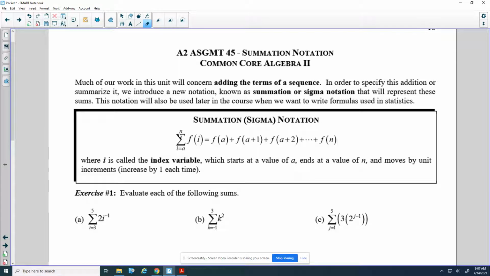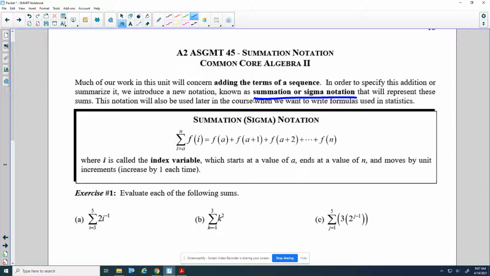In assignment 45, we're going to learn something called summation notation. It's not super hard, it's just a new notation of how to write a sum of a list of numbers in a shorter way. So it says, much of our work in this unit will concern adding the terms of a sequence. In order to specify this addition or summarize it, we use a new notation known as summation or sigma notation that will represent these sums.